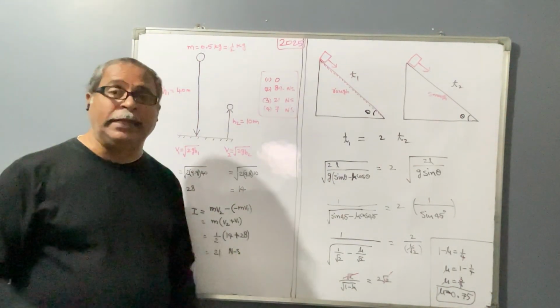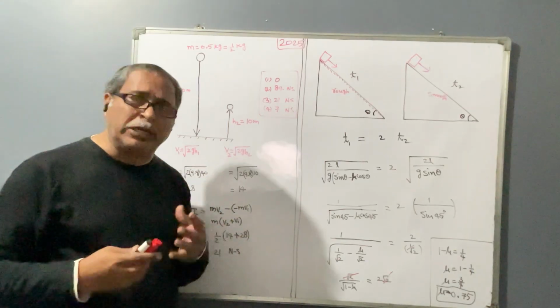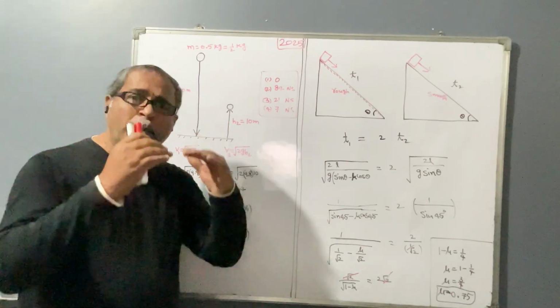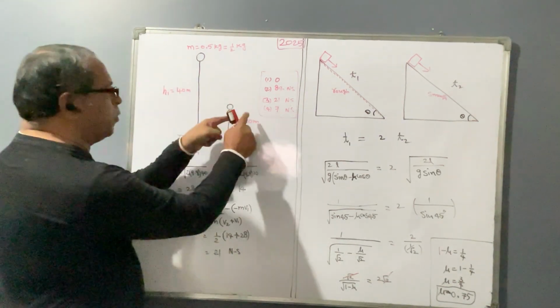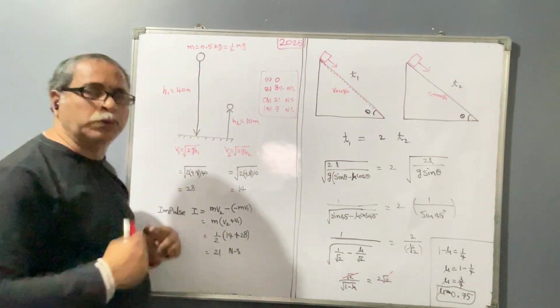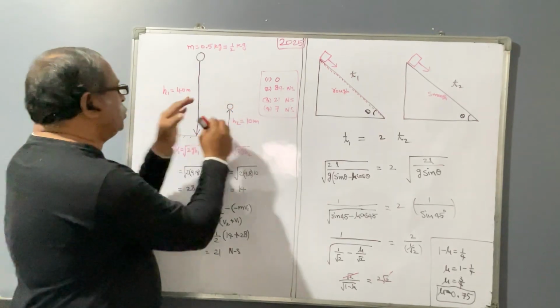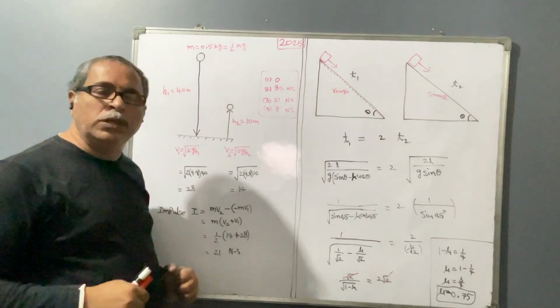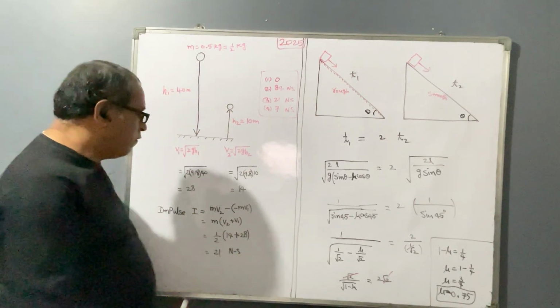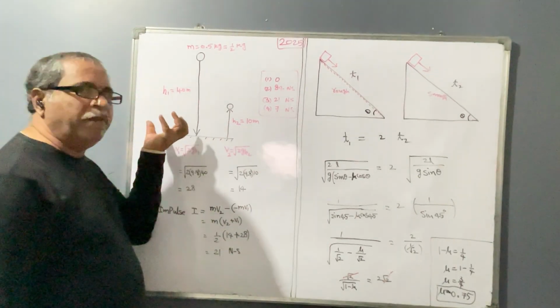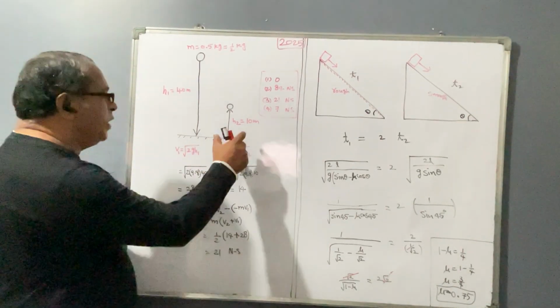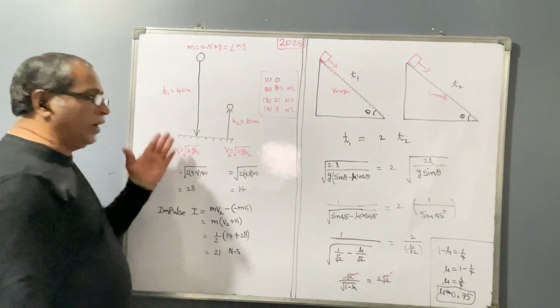It's a vector quantity, so there is a sign convention for momentum. Downward momentum is negative and upward momentum is positive. So mv2 is positive, mv1 is negative. Impulse means change in momentum: final momentum minus initial momentum, mv2 minus mv1.